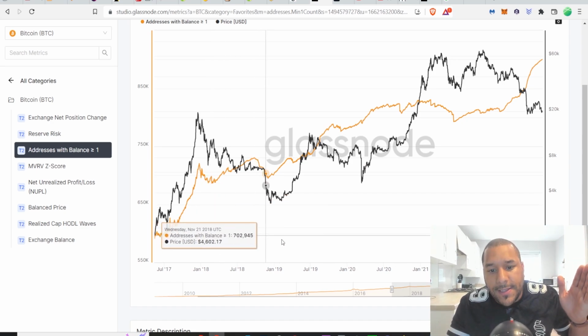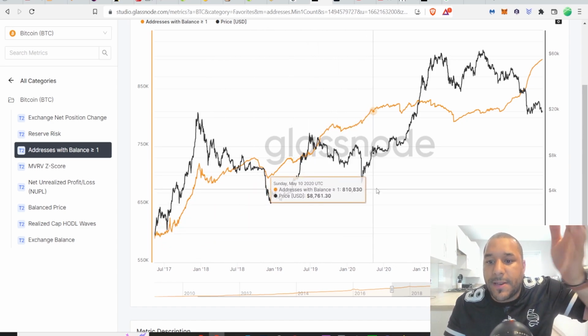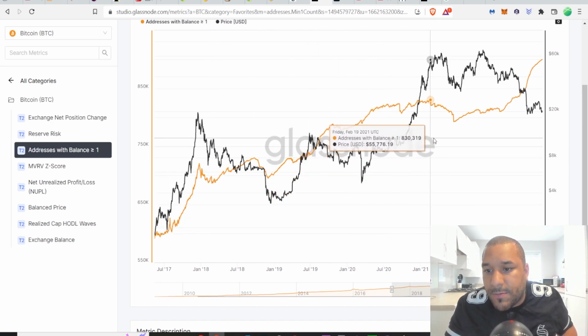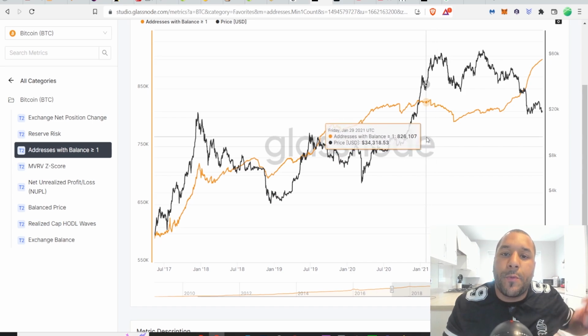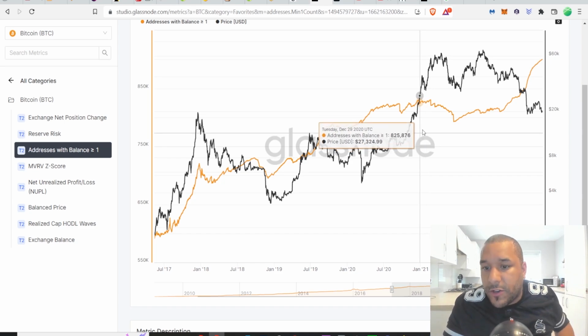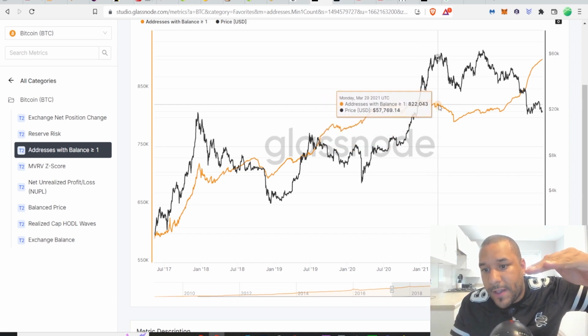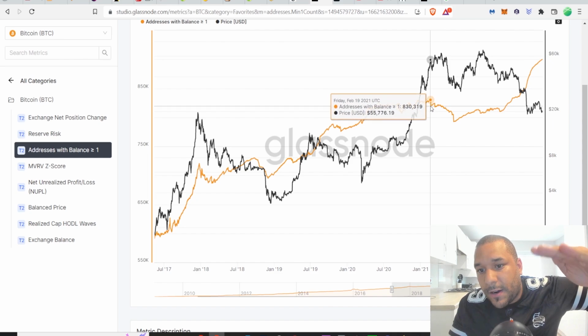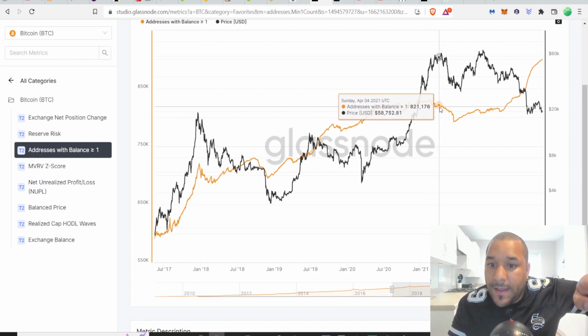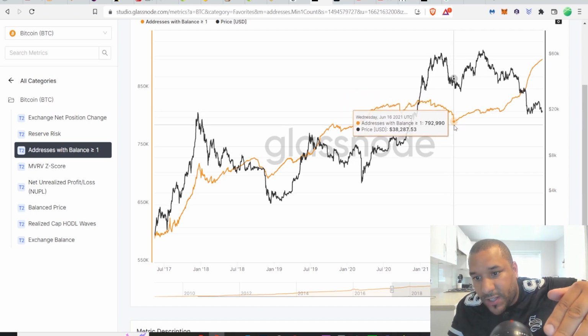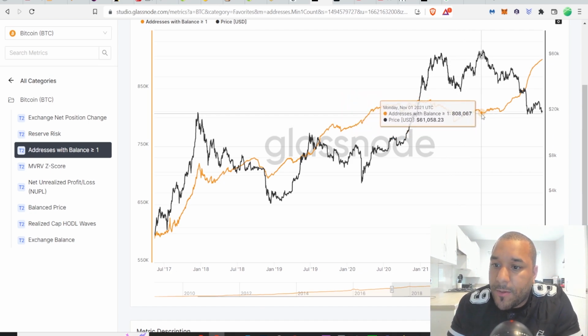Now have a look, you've got 2018's cycle, 2019, 2020. Right about here is where Bitcoin started to sell off. Whoever had 1 Bitcoin or more was selling it off, because you can see the orange curve. See the slope? It started to sell off right at this time. April, May of 2021, the curve came crashing down, and then people started to reaccumulate again.